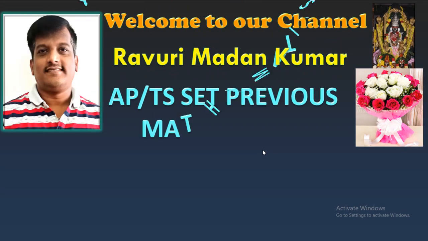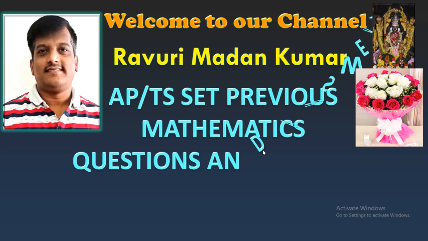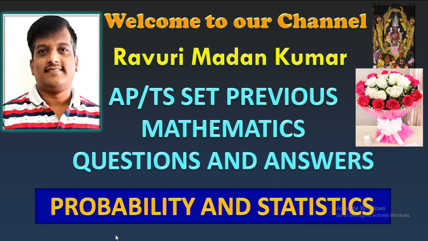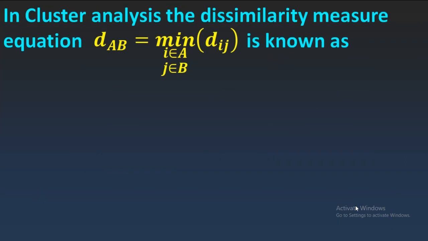We are discussing AP and TS set previous mathematics questions and answers on the topic probability and statistics. The question is, in cluster analysis, the dissimilarity measure equation D suffix AB is equal to minimum of D suffix Ij, where I belongs to capital A and J belongs to capital B, is known as.